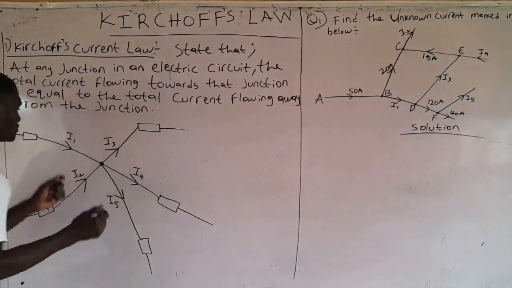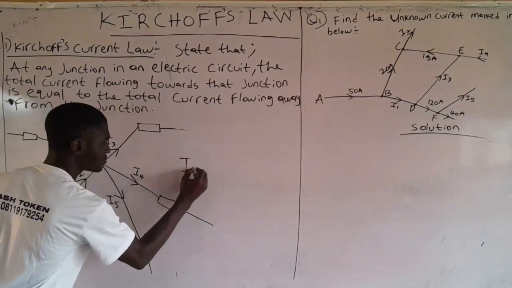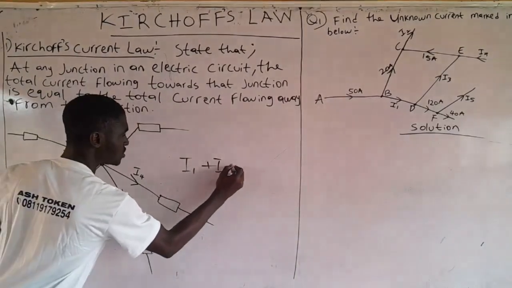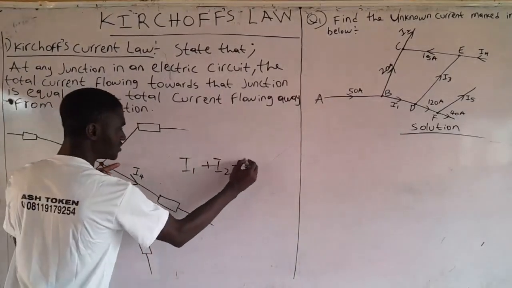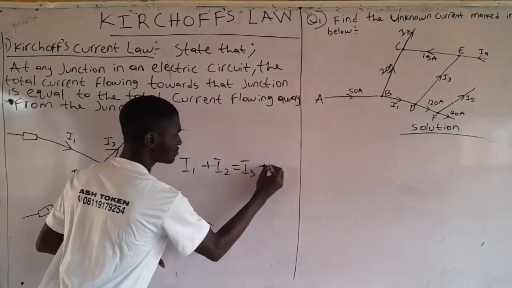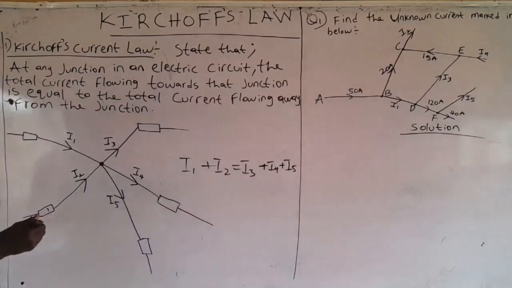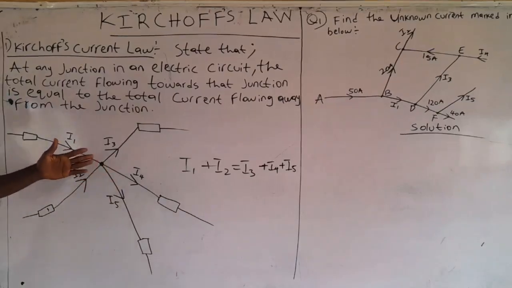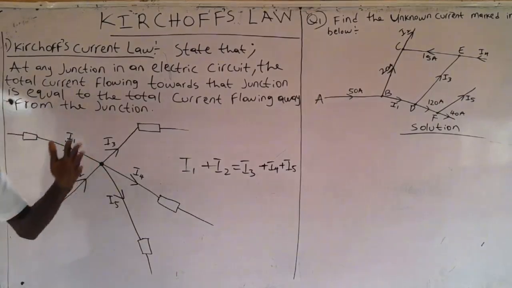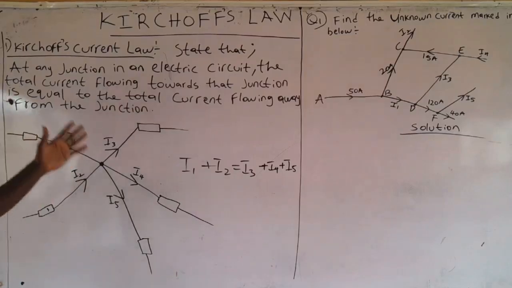Now let me apply it. The total sum of currents entering the junction, I1 is entering, right? Plus I2 is equal to I3, which is leaving, plus I4 plus I5. Simply, this is the simple application of Kirchhoff's current law. The total sum of currents entering the junction is equal to the total sum of currents leaving this junction.